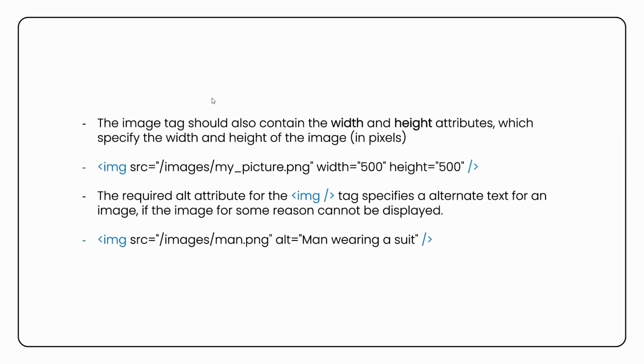Next we have the alt attribute. The required alt attribute for the image element specifies an alternate text for an image, if the image for some reason cannot be displayed. This can be due to a slow connection or an error in the source attribute, or if the user uses a screen reader.